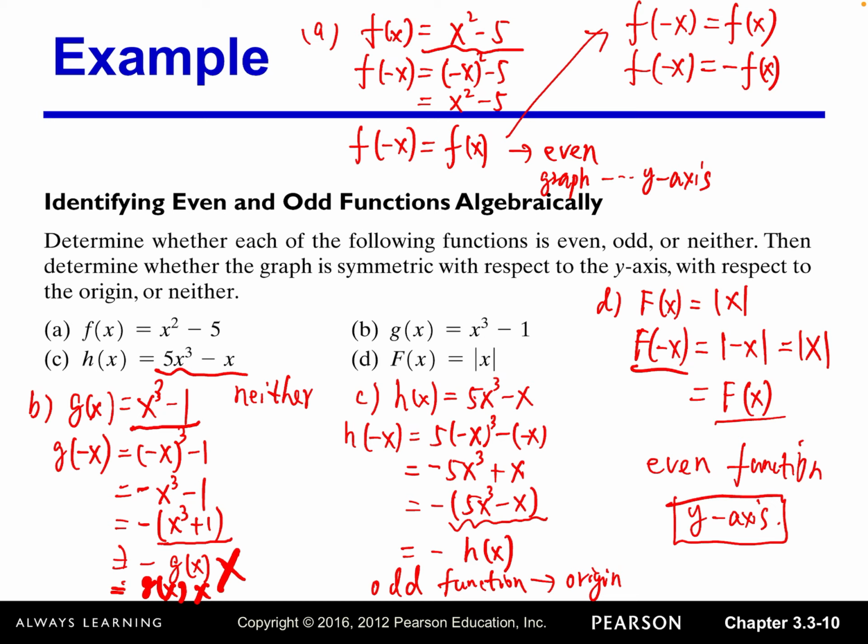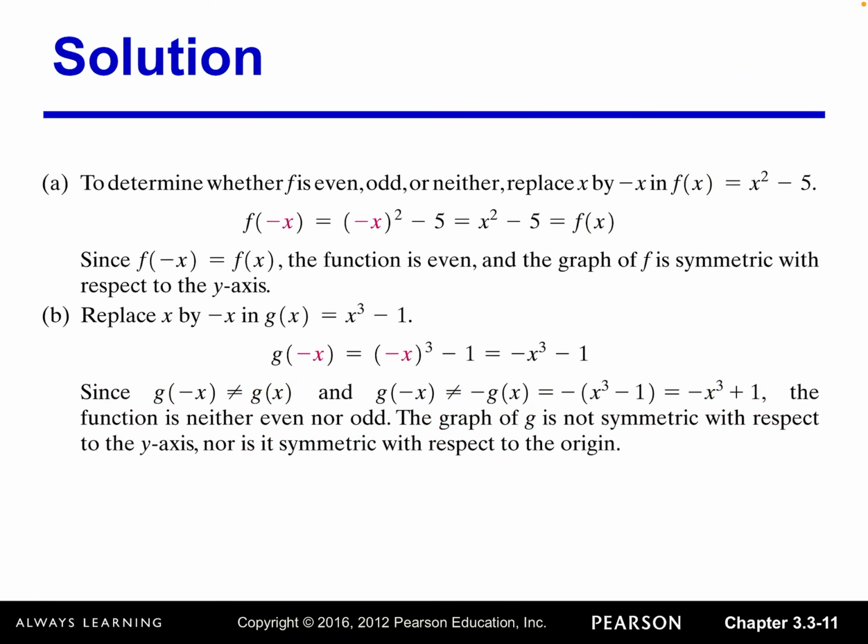Okay, so those are symmetric with respect to the y-axis. This one's symmetric with respect to the origin. The A is symmetric with respect to the y-axis. Only the B is neither, not even nor odd. I hope you did all those right. That's the solution.